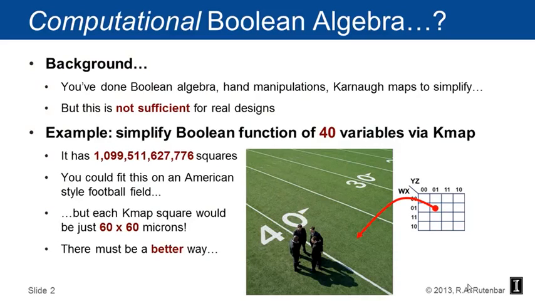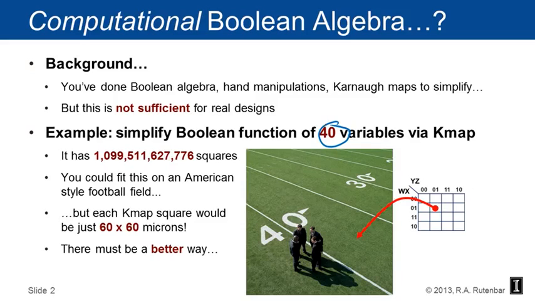By way of background, I'm assuming that you've done some Boolean algebra, you've done hand manipulations of these algebraic equations, you've done Karnaugh maps to simplify little Boolean equations. I've got one shown on the right. But this is just not sufficient for real designs. As a concrete way of illustrating that, let's suppose that I told you that I have 40 variables and I'd like you to optimize it with a Karnaugh map. Do the math. It's got about 1 trillion squares.